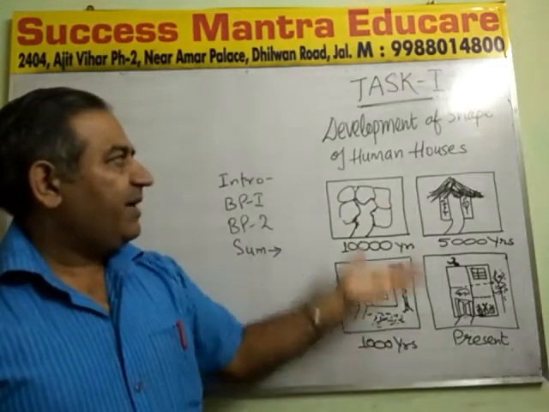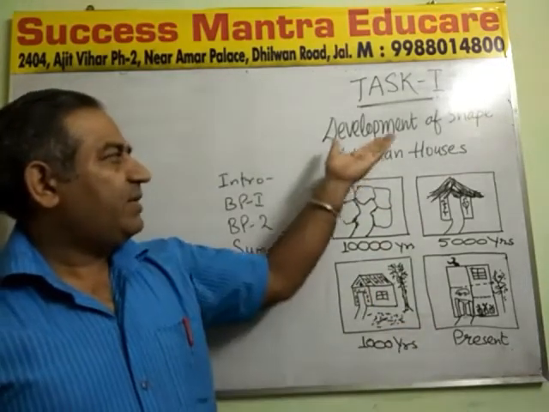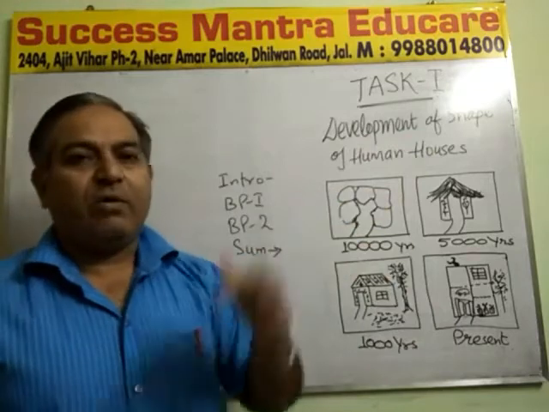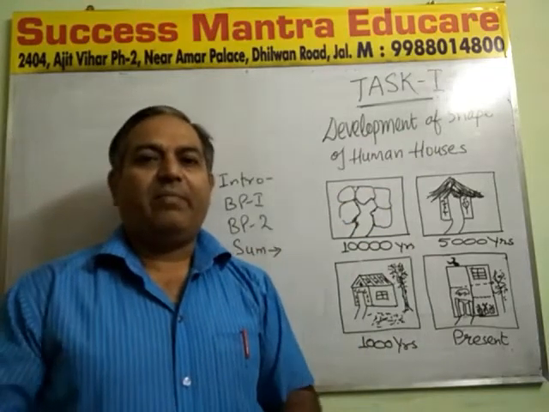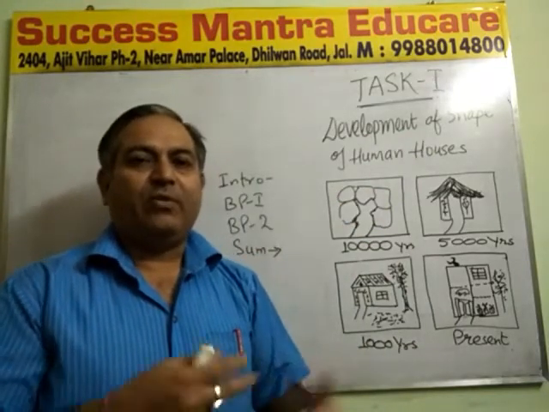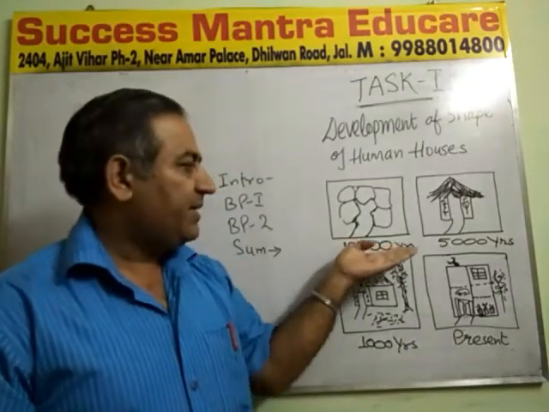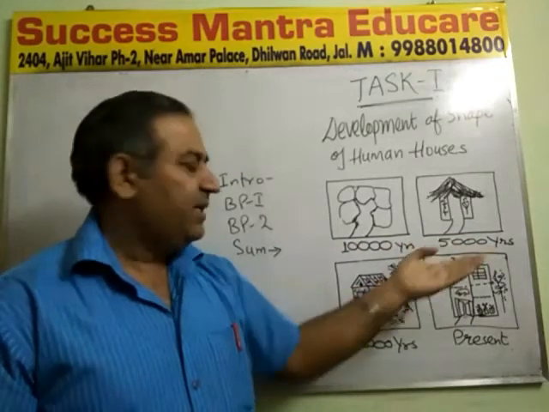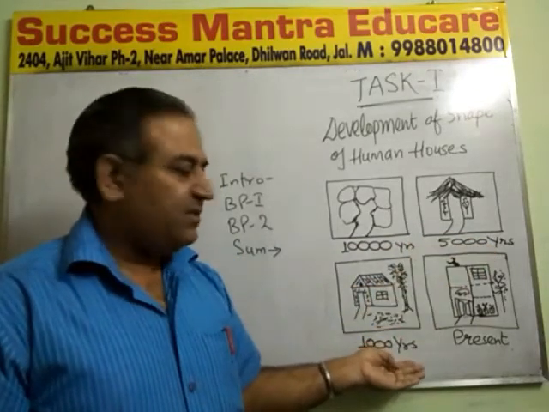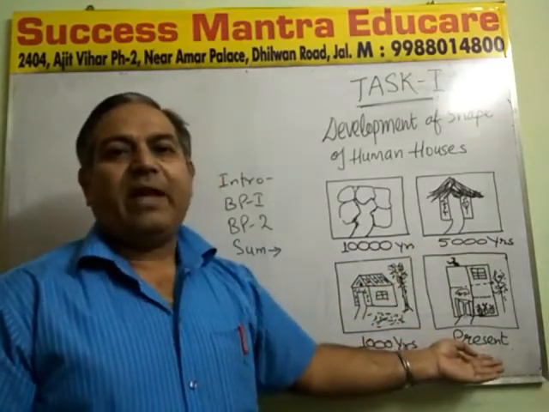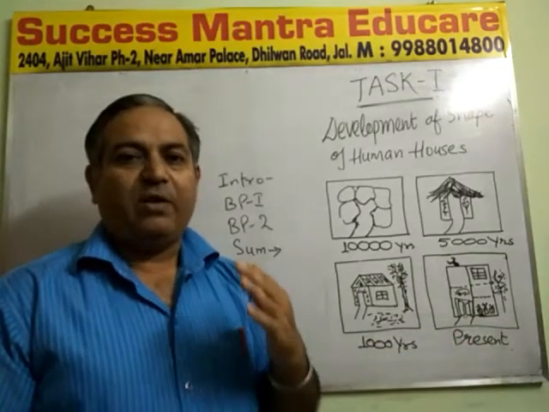Today in this figure, we have been given data on the development of the shape of human houses, how the houses have developed over time. The first is given for 10,000 years, the second for 5,000 years, the next for 1,000 years, and the last shows the present shape of the house.